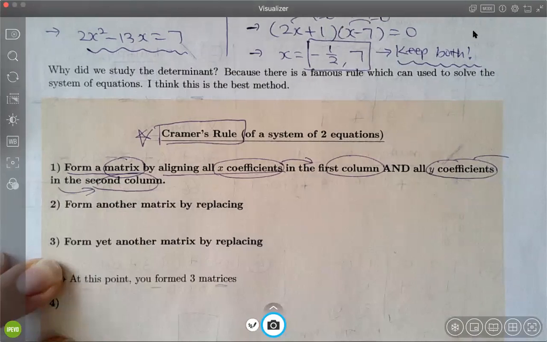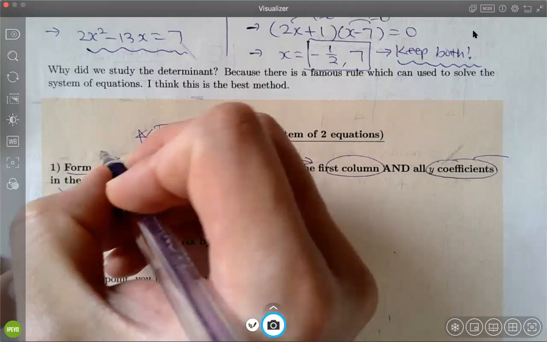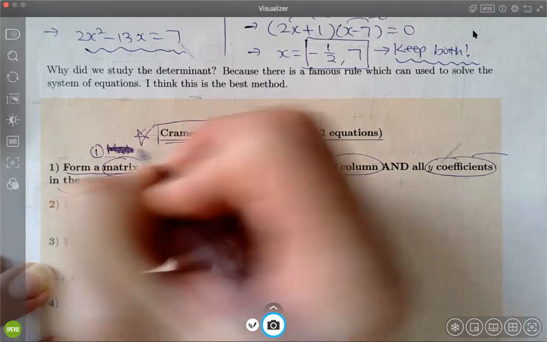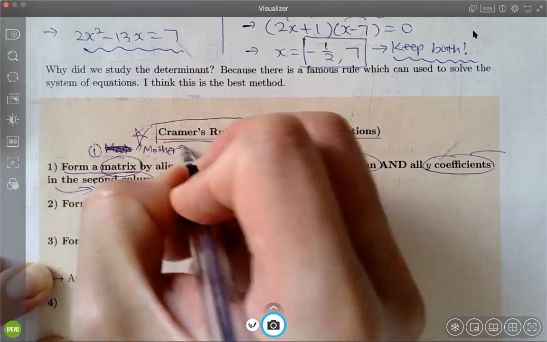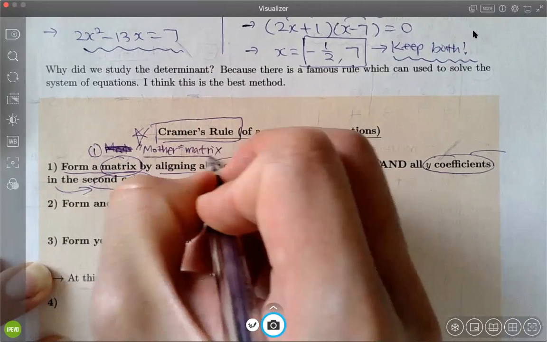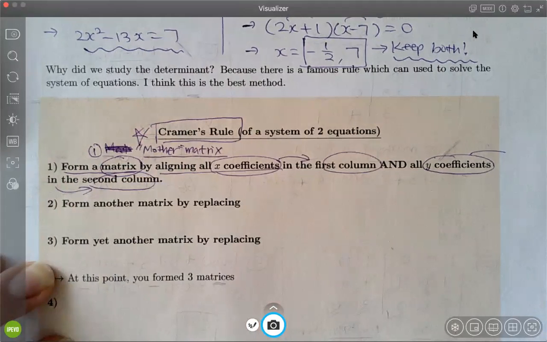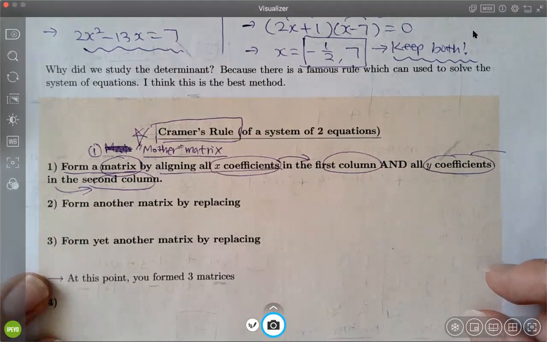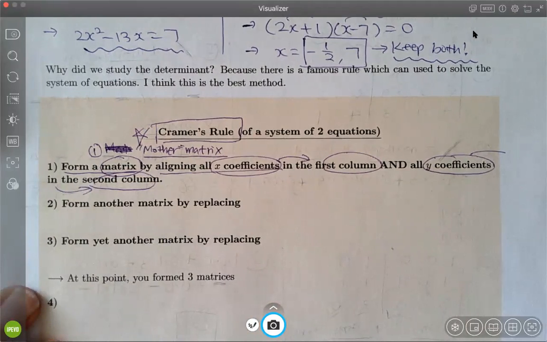I will say this is the mother matrix, and you'll see why. If the word mother bothers some people, you can say parent matrix or something, but I guess the word mother is okay. Apparently these days I have to be very careful with word choices. Anyway, the parent matrix, and you'll see why. So this is the first matrix, the mother matrix.